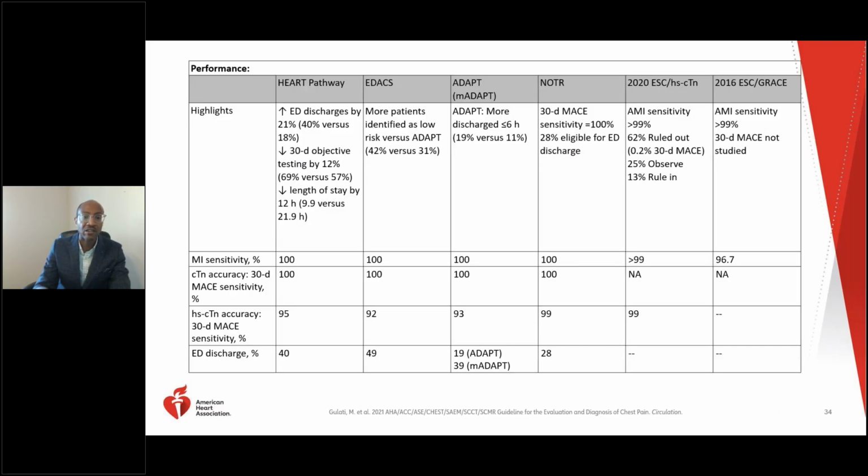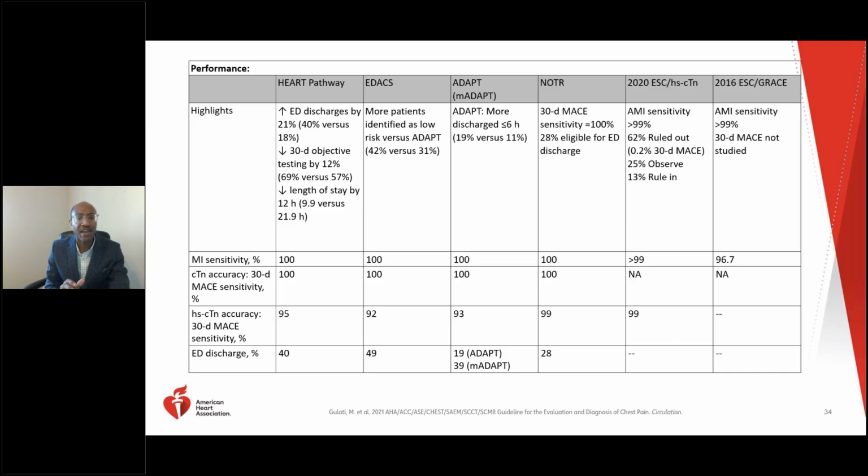So in looking at the performance of these individual clinical decision pathways, you'll identify that in this row where my mouse is moving, the sensitivity for detecting myocardial infarction is pretty good in each of the clinical decision pathways. You'll recognize that the ability to discharge patients is a little bit variable, but strong.